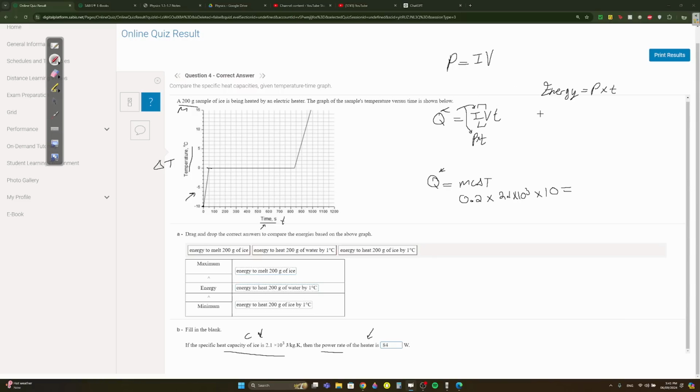That's what Q means. Q is energy. So Q equals IVT. Instead of IV, you can say P. So P times T, power times the time. Do we know the time? Yes, we do. From here, from 0 until here, at the 50 seconds.